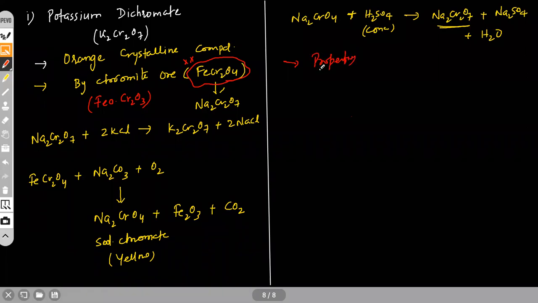Properties. Color I have given you already, it is an orange crystalline compound. Next, you write down the yellow color of potassium chromate, K2CrO4. One reaction you write down here. K2Cr2O7, when you heat this, it converts into two molecules of K2CrO4, and gives you oxide of chromium, Cr2O3, plus 3/2 O2. Again, the balanced reaction is not at all important here.